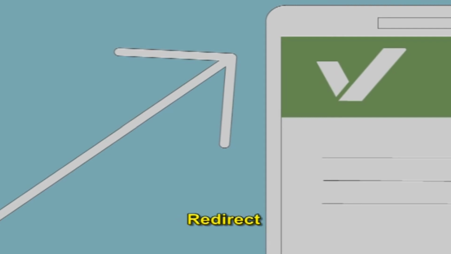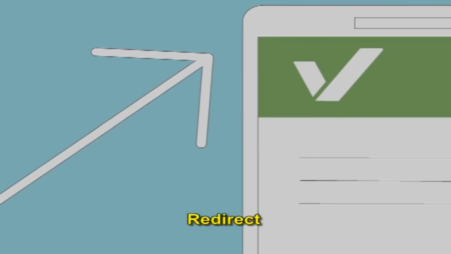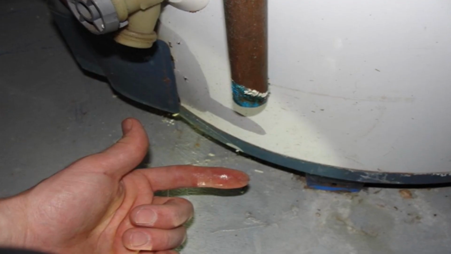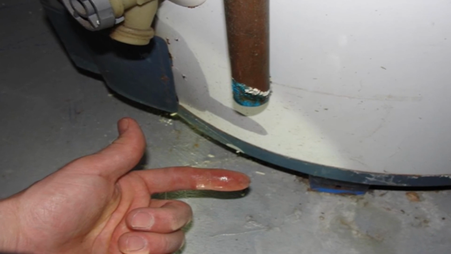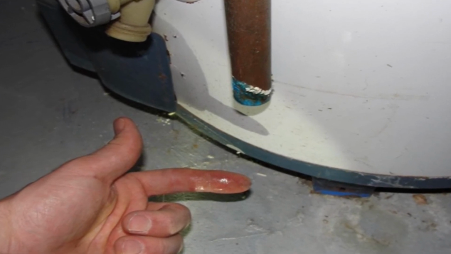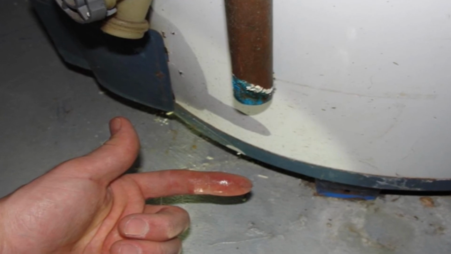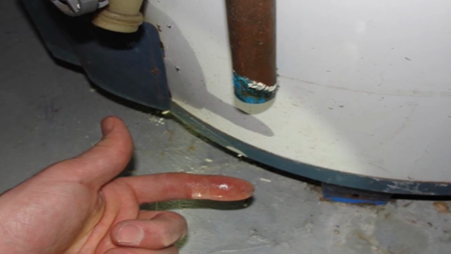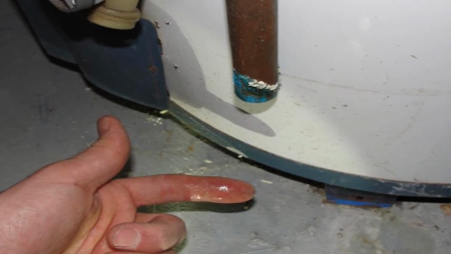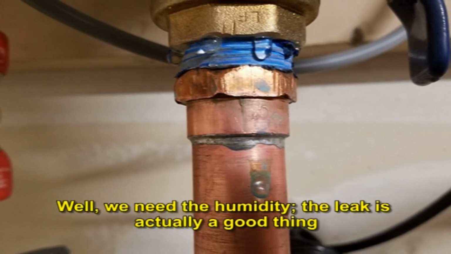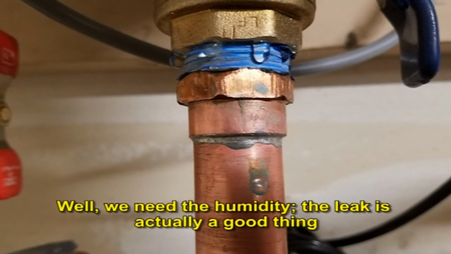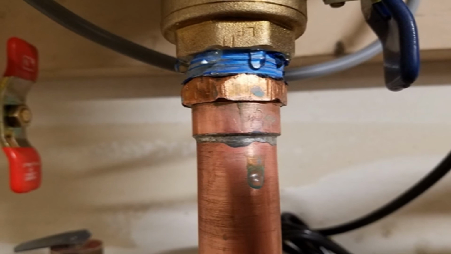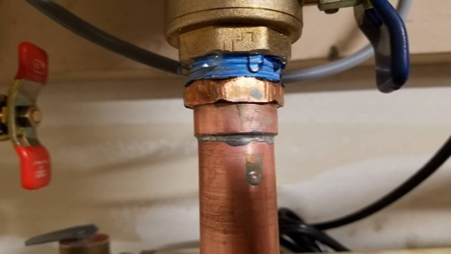The next form of mop it approach is redirect it. Here, the problem is deflected. Sometimes the problem will simply be redefined as not a problem. It's hard to think of a legitimate redirection for our leaking water heater problem, but suppose that the leak is small and the floor is not being damaged. We might say, well, we need the humidity. The leak is actually a good thing. Remember that a problem is a problem only when someone defines it as such.